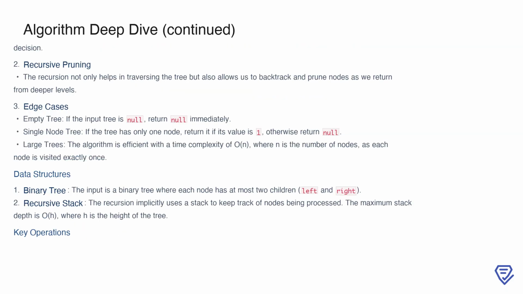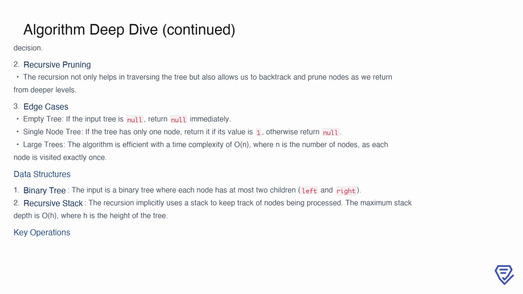Post-order traversal is critical here because it allows us to process a node's children before deciding whether the node itself should be pruned. This ensures that the pruning decisions are correct and do not disrupt the tree structure. The recursive nature of the algorithm simplifies the traversal and pruning process, as it allows us to backtrack and make pruning decisions as we return from deeper levels of the tree.